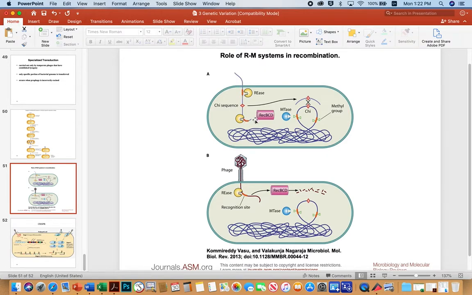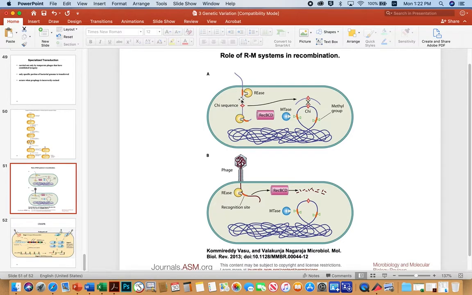And depending on whether or not the integrating DNA has these specific chi sequences that sort of mark it as, quote-unquote, friendly, RecB, C, and D will either behave as a nuclease or as a helicase that facilitates recombination. So in this particular case, the incoming DNA has chi sequences on it, which marks it as sort of friendly. In that case, the RecBCD complex will facilitate integration using those chi sequences.